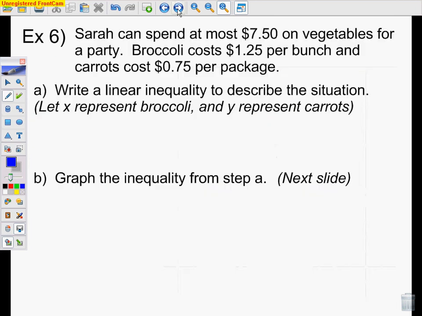All right. Last example. Sarah can spend at most $7.50 on vegetables for a party. Broccoli costs $1.25 per bunch, and carrots cost 75 cents per package. Write a linear inequality to describe the situation, letting x represent broccoli and y represent carrots. So we know here that broccoli is $1.25 per bunch. So it's $1.25 for each bunch of broccoli, plus 75 cents for each package of carrots.